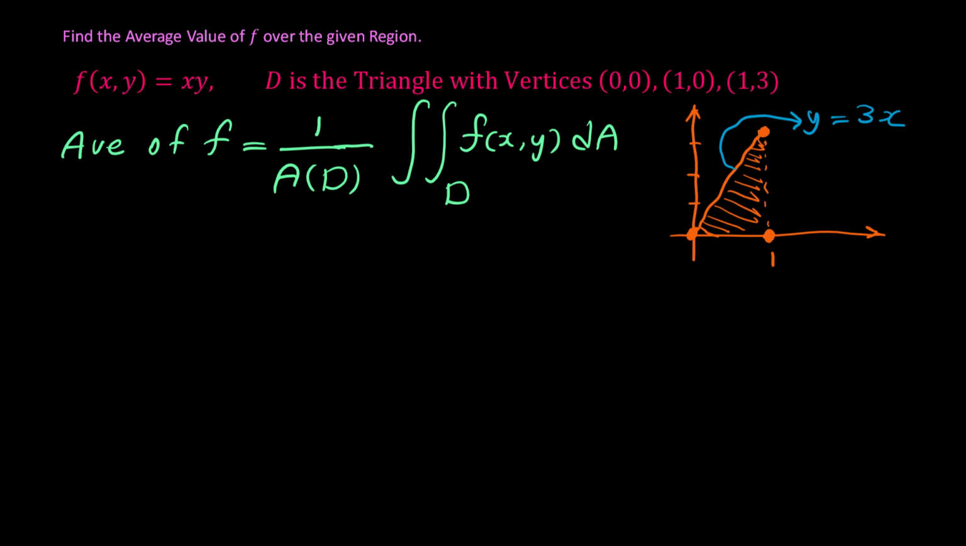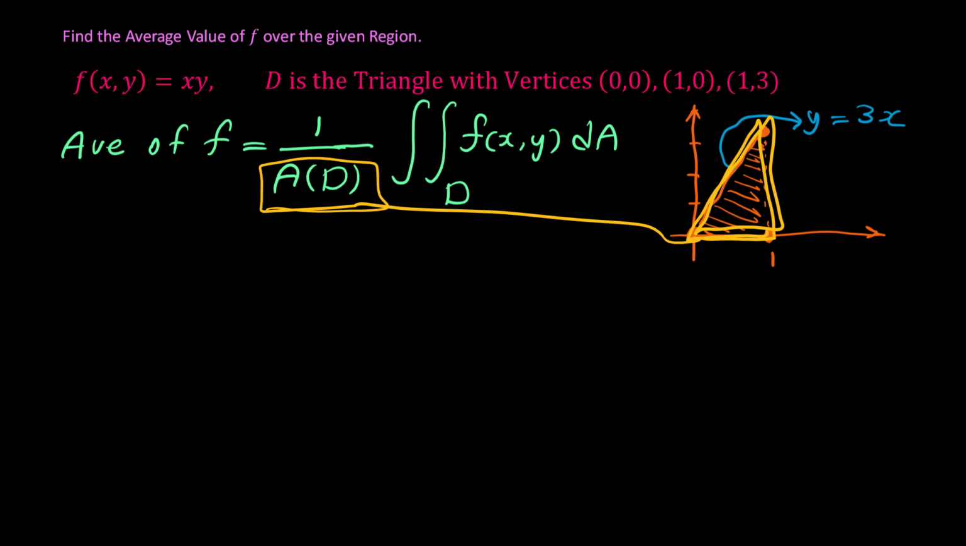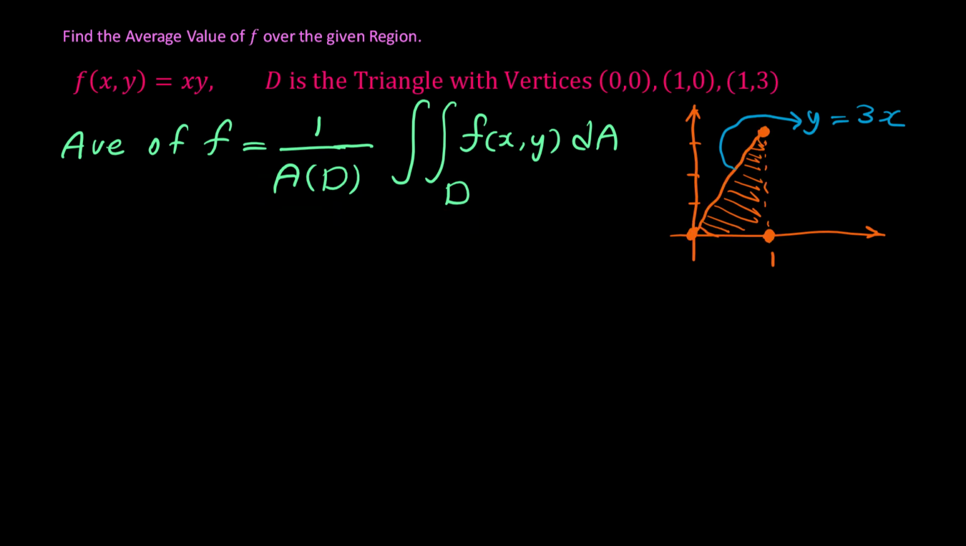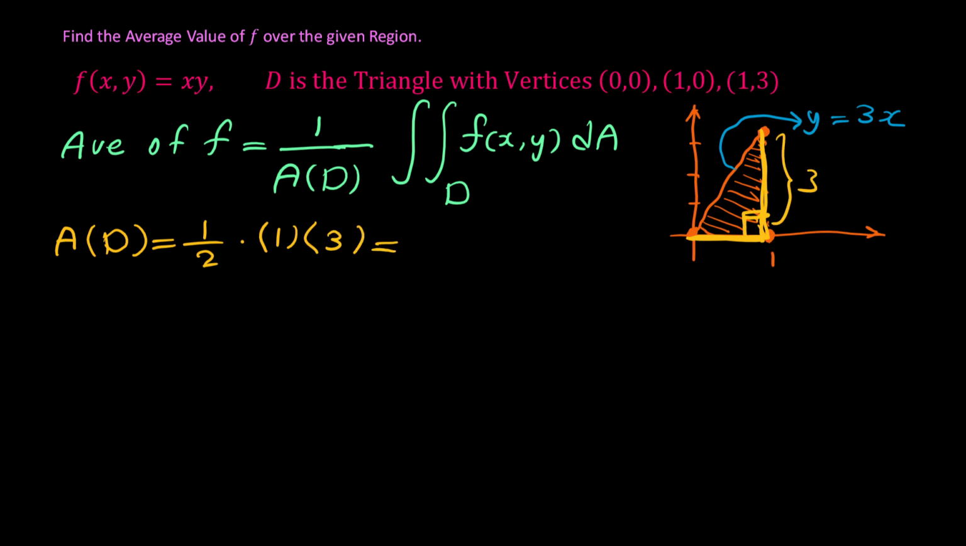The first thing that we need to find for finding average value of a function is area of the region. This is a simple area. This is a triangle, so we can use the formula for area of a triangle to find the area. So area of this triangle is 1/2 times base times height. This is 90 degrees, so this is our base. The base is 1. The height is 3, so times by 3. So the area of the region is 3 over 2.